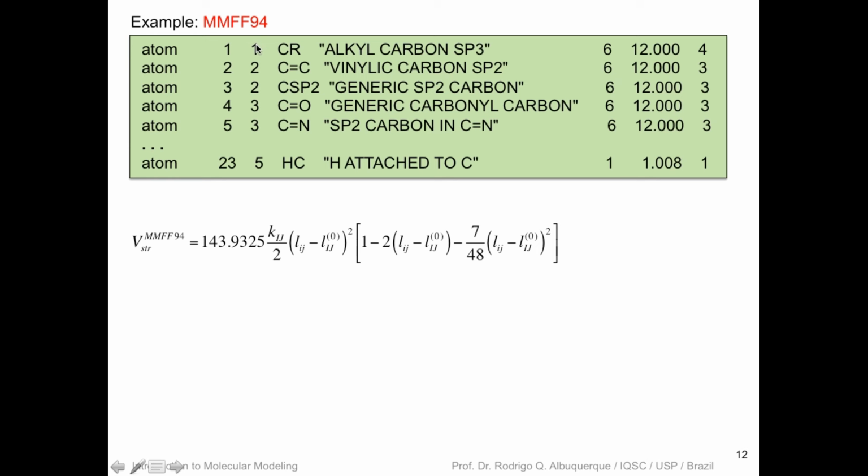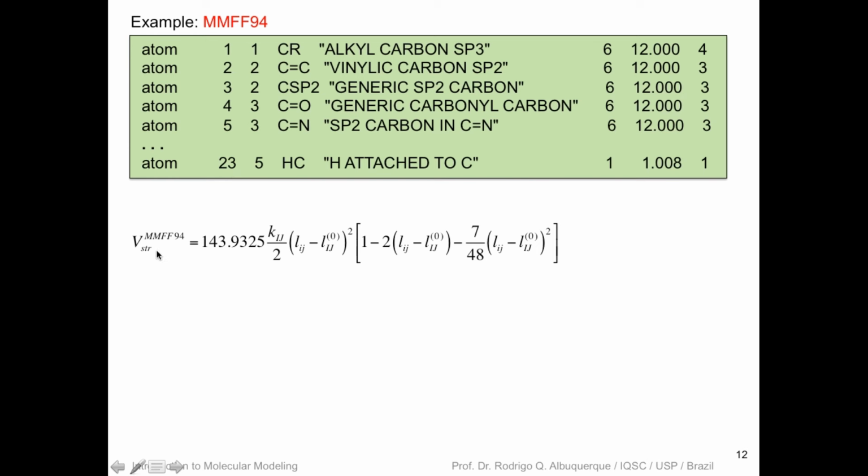In this column you have atom classes. So for instance, the vinylic carbon sp2 and generic sp2 carbon belong to the same class. Or even the carbon double bonded to oxygen and carbon double bonded to nitrogen, they both belong to class 3. This column shows the atomic number, this column shows the atomic mass, and here the number of chemical bonds formed by these elements. There are many atom types in this force field.